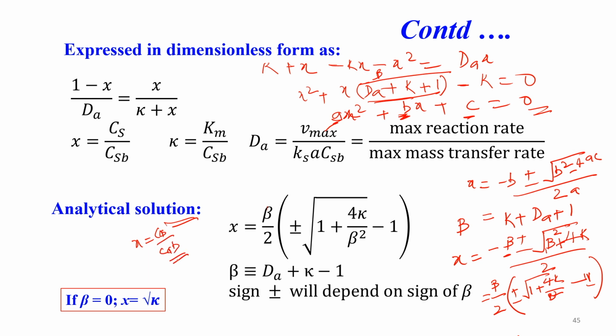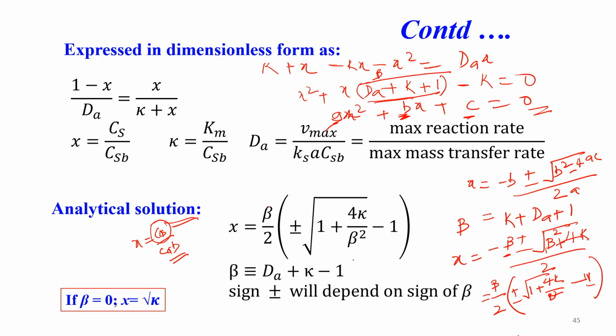So, analytically this can be solved to get the value of concentration at the enzyme surface, which will participate in the enzymatic reaction. Now, if I put beta as 0 in this expression, then x will be only this term, 4 kappa. Under root 4 kappa, 2 will come out, so 2 under root kappa upon 2 will be only under root kappa.